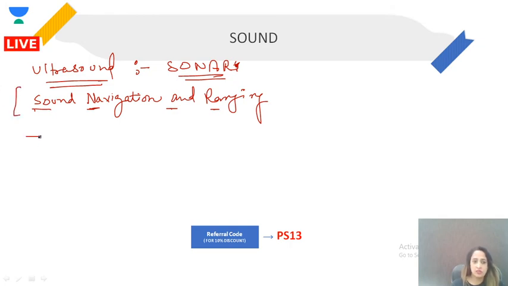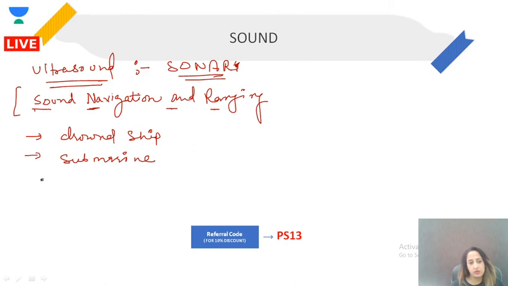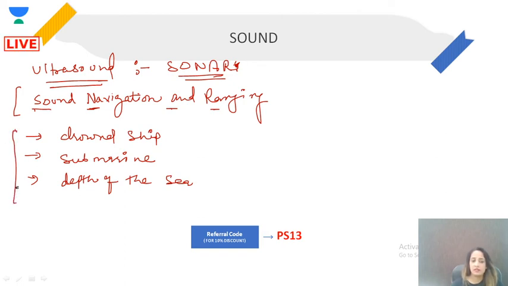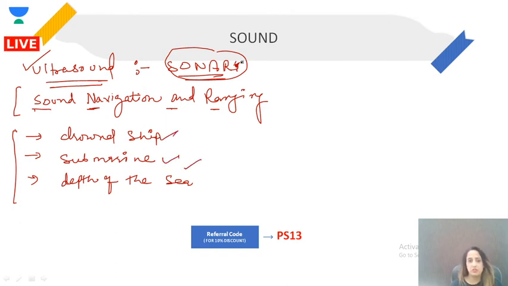Let's say we want to detect a drowned ship, or some kind of submarine, or we want to detect the depth of the sea, right? Otherwise we cannot know how deep we can go in the sea, because it is too dark there. We cannot see with light and other things. So there we use this ultrasound device, which is what we call sonars, sound navigation and ranging, to do all these activities. So how is it done?